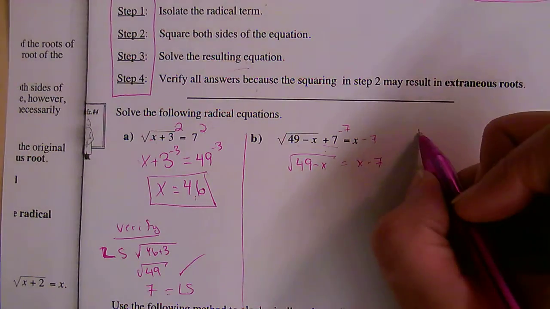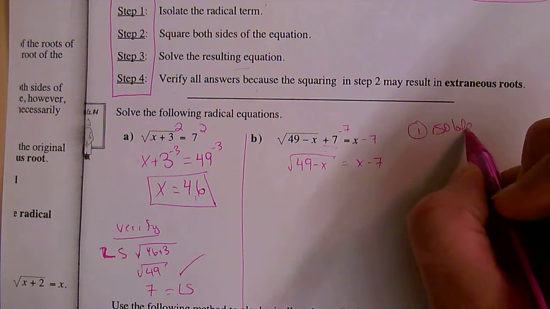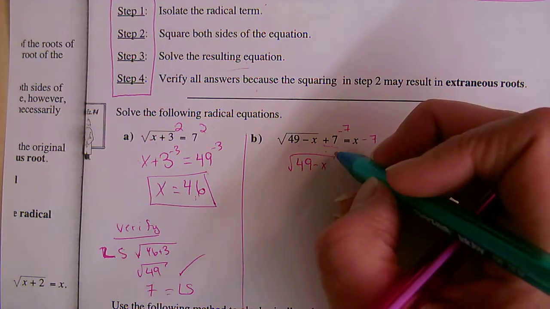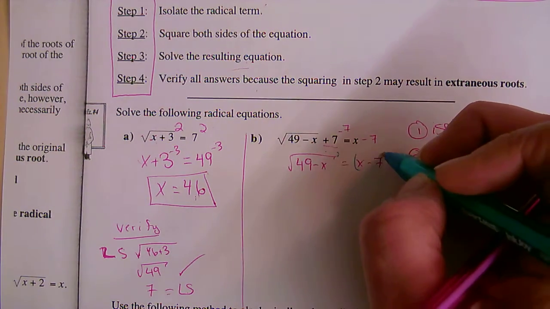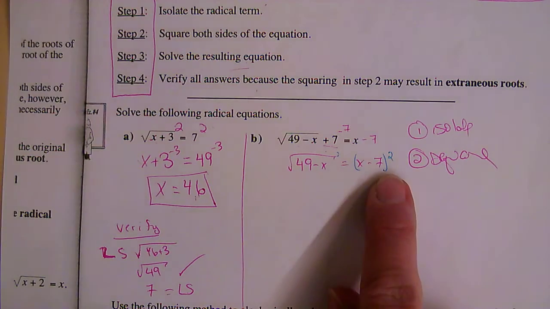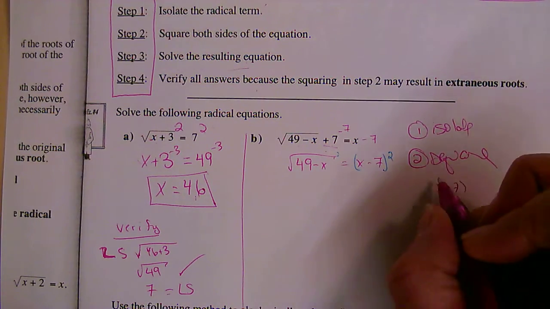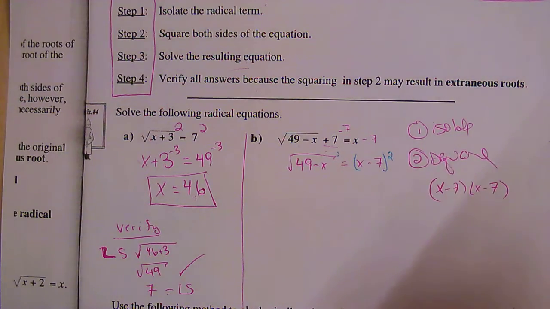Okay, so first isolate, then I want to square both sides. Now when I square, I mean the whole thing. So when you've got a binomial like this, that means you've got the perfect square again. So x minus 7 times x minus 7.